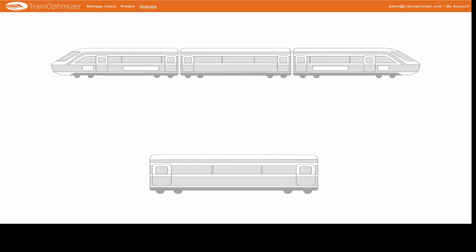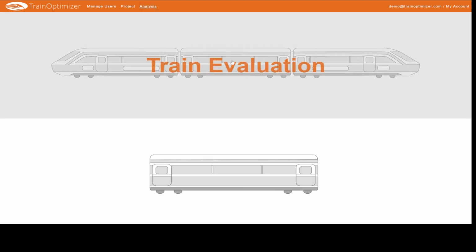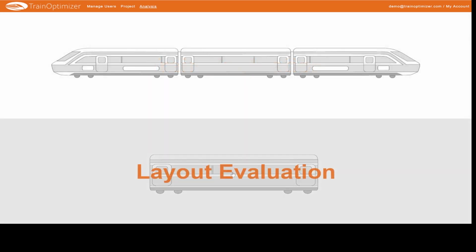To evaluate passenger changeover time, luggage storage capacity and seat usability, we click on Analysis. We now have two options for evaluation. We can either evaluate pre-configured trains or individual carriage layouts. If we want to compare several carriages with each other, it is advisable to go to Layout Evaluation.